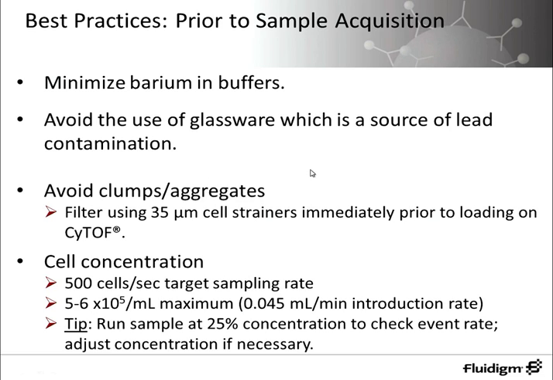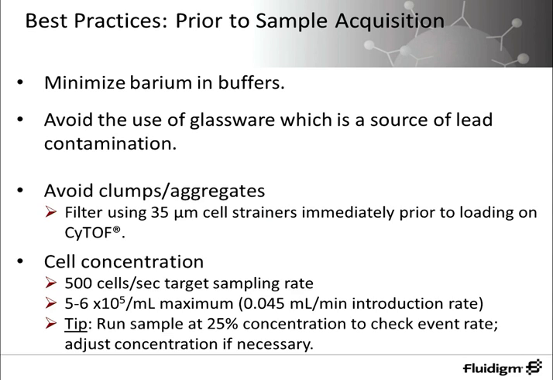In terms of background, we want to minimize barium in buffers so that we don't end up with that as background in our samples. Usually with barium, if you're using calcium, magnesium-free reagents, that will also get rid of the barium. If you are wondering if a buffer you're going to be using is going to contain barium, you can always give us a sample to the CyTOF lab and have them run it for you to assess how much contamination there is. We also would like to avoid lead contamination, and since glassware is a source of lead, we would want to avoid use of glassware altogether and use plastic instead.